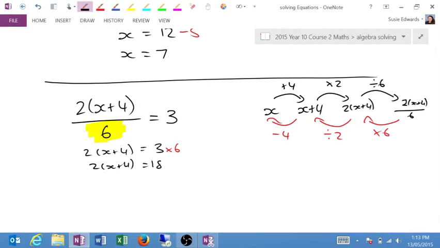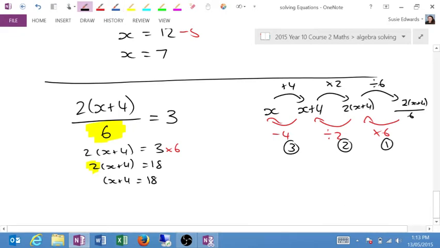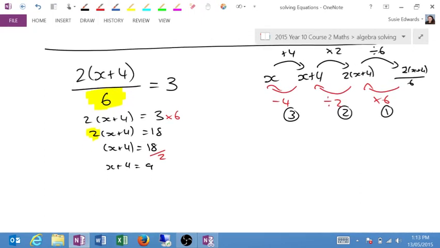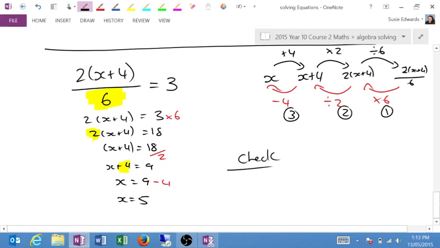Then we're getting rid of the 2. Remember, first thing, second thing, third thing. What's left? 2x plus 4 equals 18. We times by 2, so the opposite of that was divide by 2. And so we end up with x plus 4 equals 9. And the last one, we're getting rid of the 4. What's left there? x plus 4 equals 9. Take 4. So x equals 5.